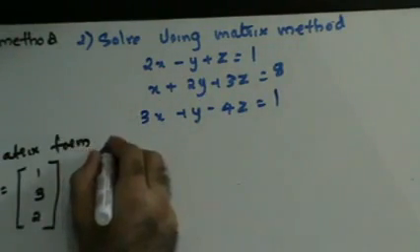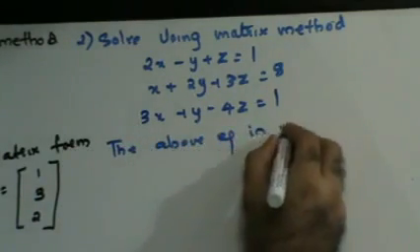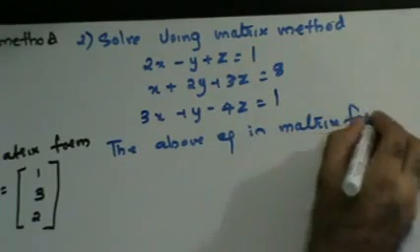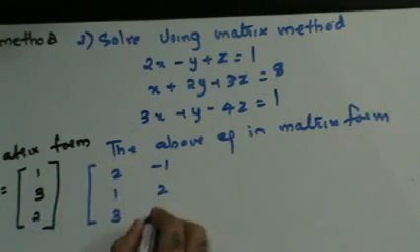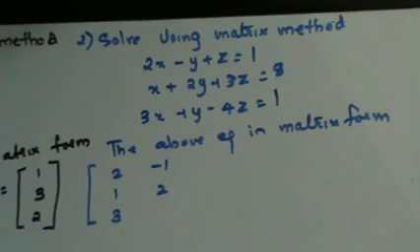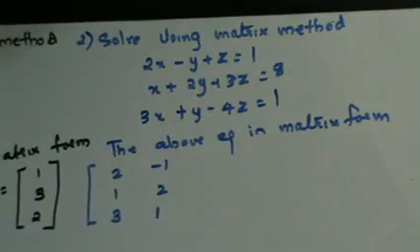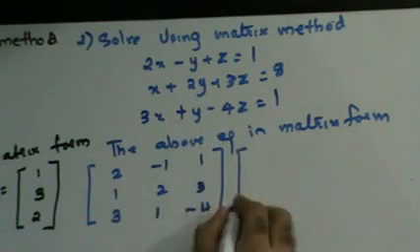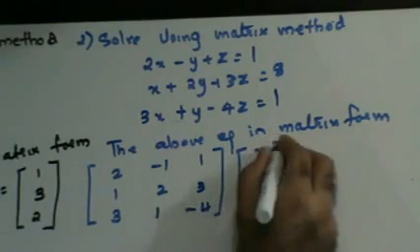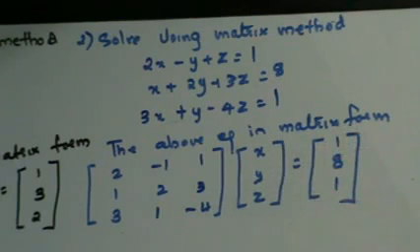First, convert the equation into matrix form. I can say that the above equation in matrix form is: (2, 1, 3), minus 1, 2, minus 1, 2, 1 and 1, 3, minus 4, times X, Y, Z equals 1, 8, 1. Right? So what have we done here? We've converted the above equation into matrix form.